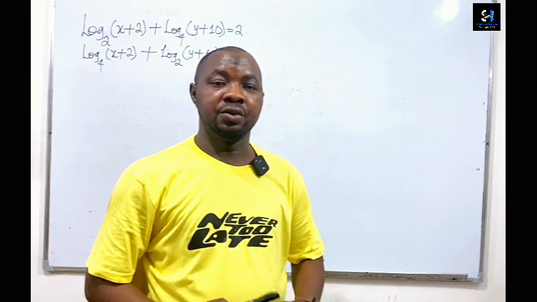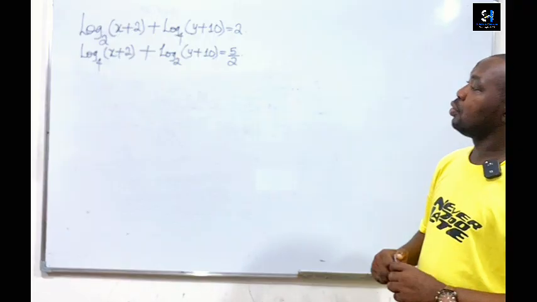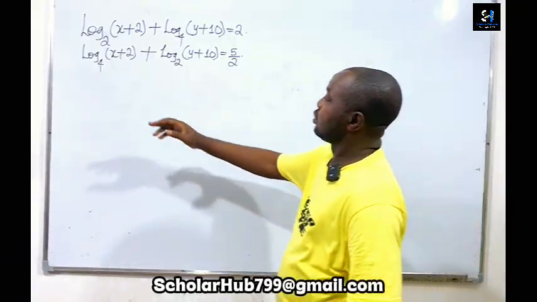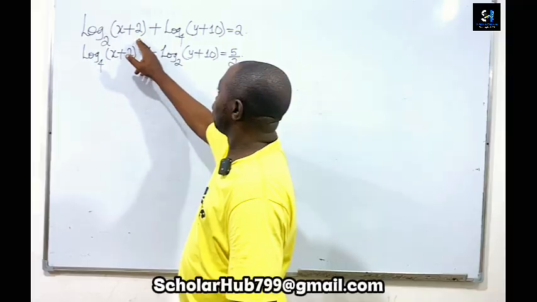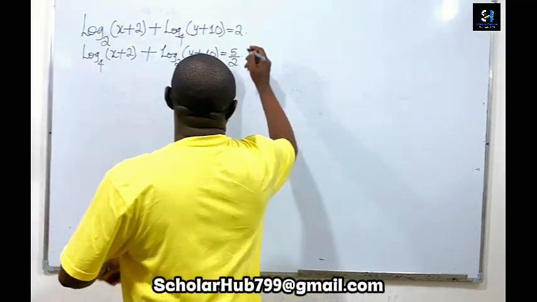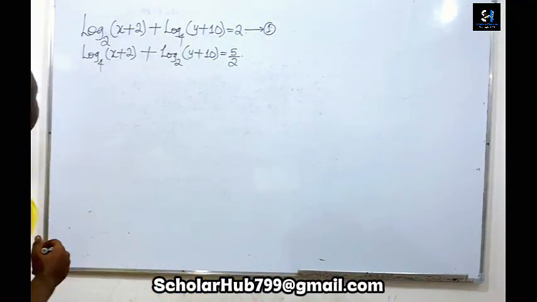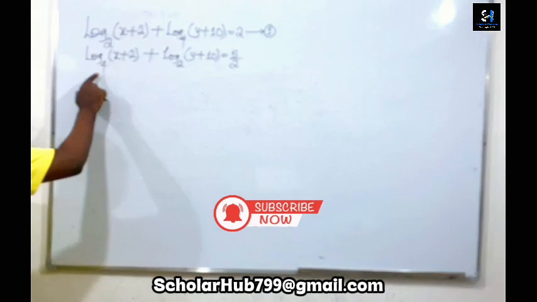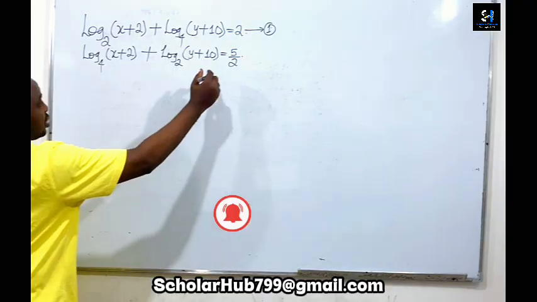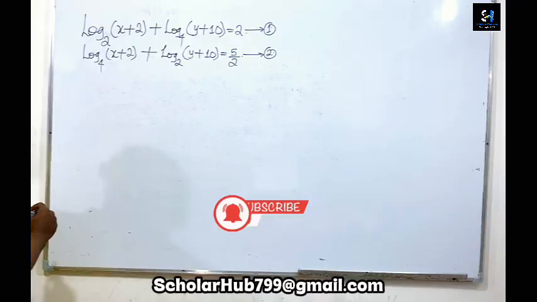Welcome to another video. Here is another question on system of logarithmic equations. The first equation is log base 2 of (x + 2) plus log base 4 of (y + 10) equals 2. So this is equation 1. Then equation 2, we have log base 4 of (x + 2) plus log base 2 of (y + 10) equals 5/2. So this is equation 2.